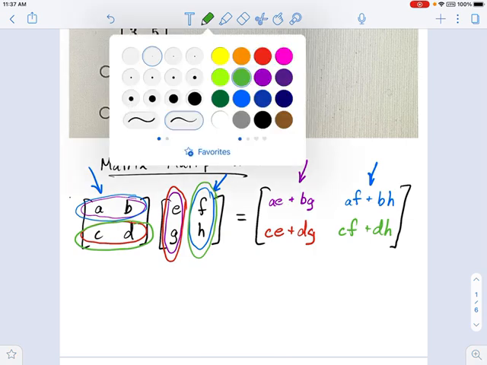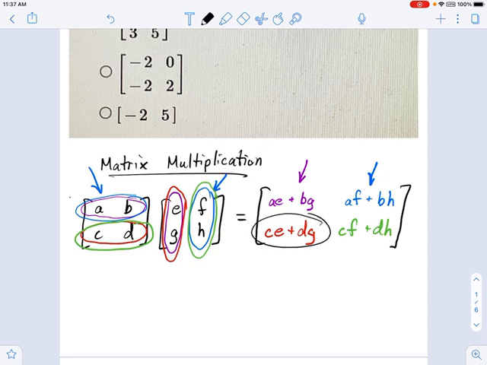And each of these polynomials right here are going to just be a single number. So you're going to get a 2 by 2 matrix after you multiply these 2 by 2 matrices over here.